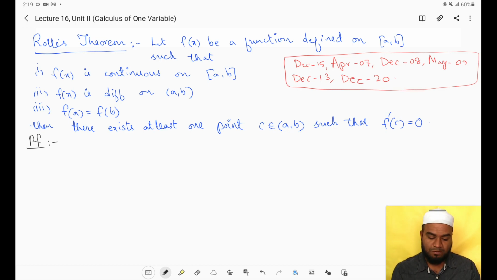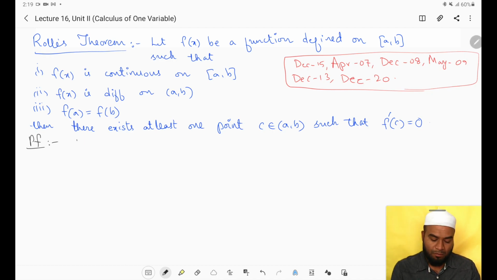So let us prove this. Whatever information is given, we have to use that information. It is given that f of x is continuous, it is given that f of x is differentiable, and also given that f of a equals f of b. We have to use these 3 conditions given for the function f of x and show that there will be one point c which belongs to the open interval a comma b, such that if you find the derivative f dash at that point c, the value will be equal to 0, right?